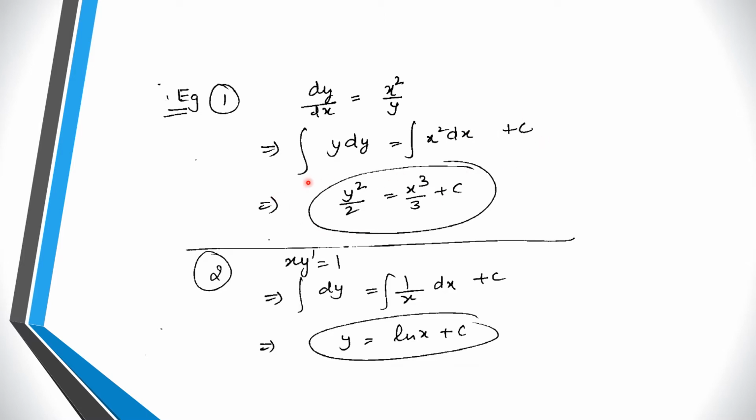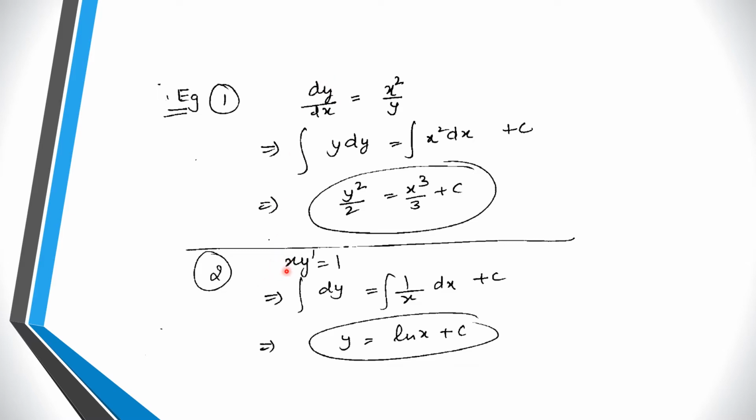So after integrating, what will be the value of this? This is y square by 2. What will be the value of this? This is x cube by 3 plus c, since the integration of x square is x cube by 3, and the integration of y is y square by 2. So this is the solution of this differential equation. Moreover, this solution contains one arbitrary constant, so therefore this is a general solution of this differential equation.